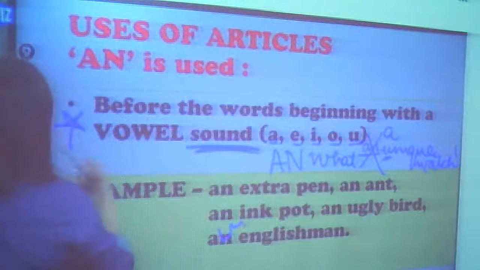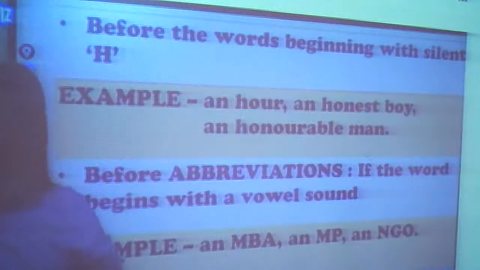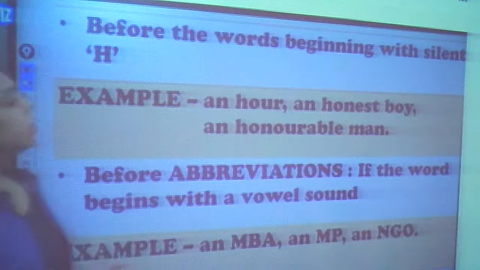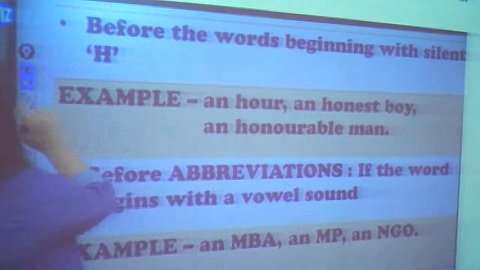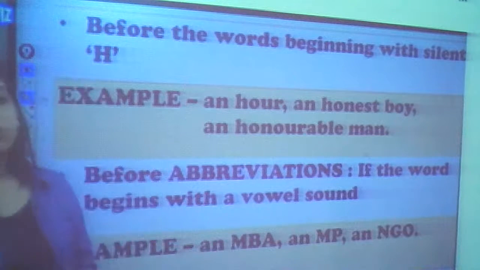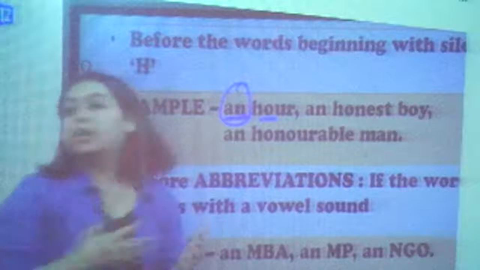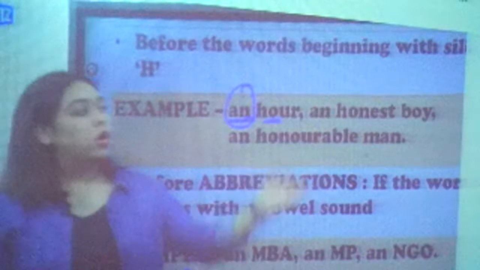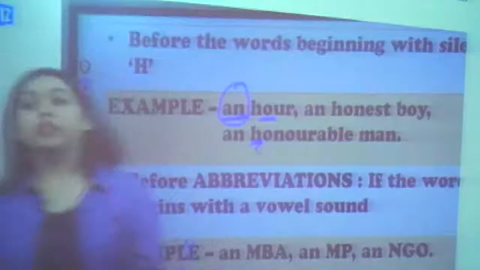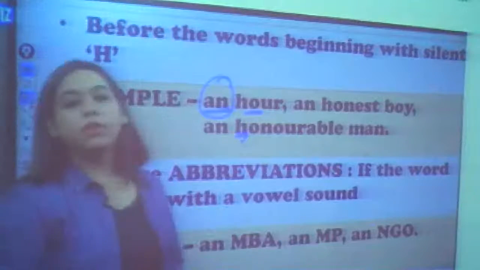Let's move on to our next usage. Now, where else can we use the article an? It is used before words beginning with a silent H. Whenever we talk to somebody, say I have an hour to work, an hour left, we use an article with it. So, an honest boy, an honorable man. Again, the H is silent. We never say 'honorable' with an H sound. So it's an honorable man.